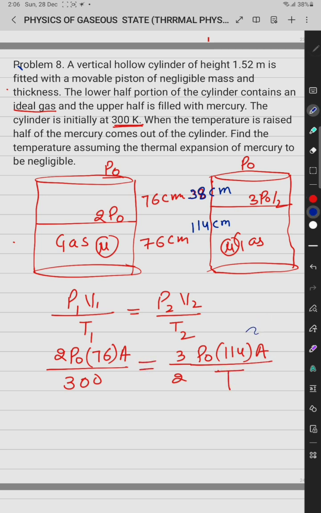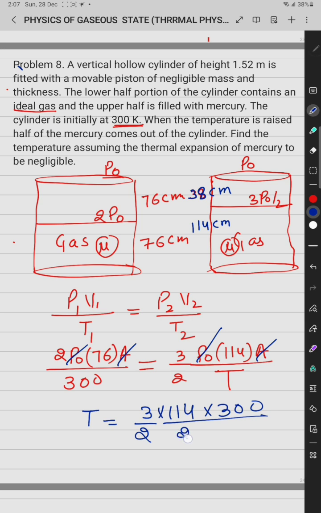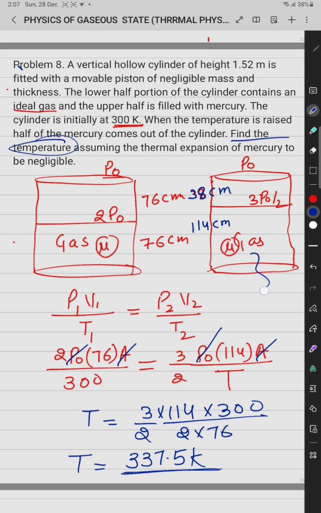We equate both, then the area cancels, and T is equal to 3/2 into 114 into 300, divided by 2 into 76. If we solve this, it is 337.5 Kelvin. So the final temperature of the gas is 337.5 Kelvin.